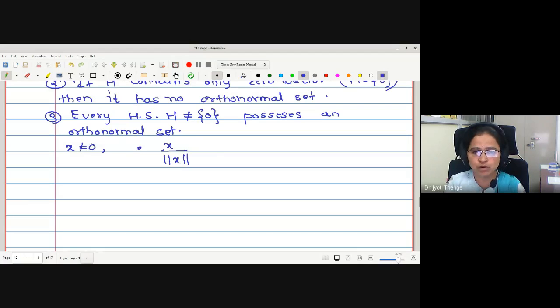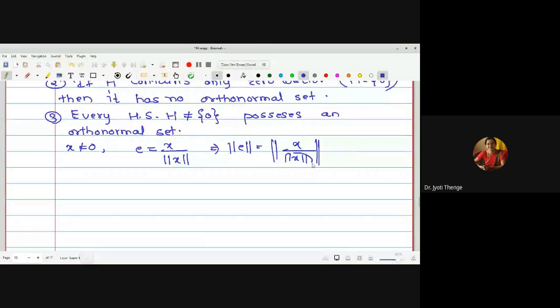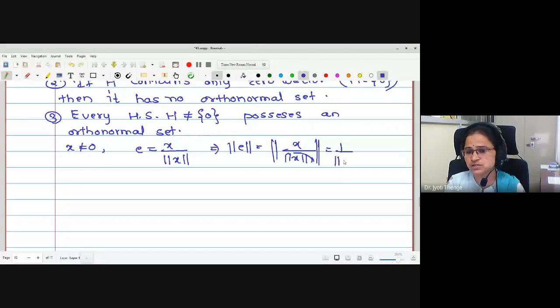Let me call it, say, e. Then what is the norm of e? Check. This is norm of x upon norm of x. Norm x is a scalar value, so we can take it out with the modulus, but as it is already a non-negative value, no need to write a modulus. Therefore, this is 1 upon norm of x into norm of x, which is 1. Therefore, every non-zero vector, if it is divided by its norm value, that is its length, then the norm is going to be 1.